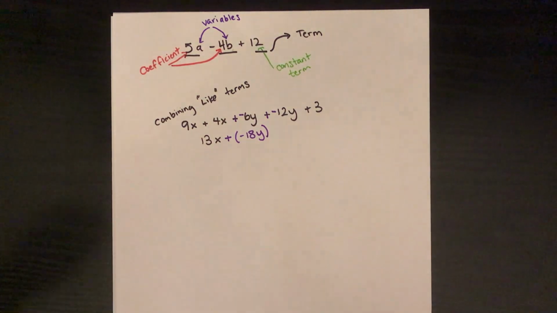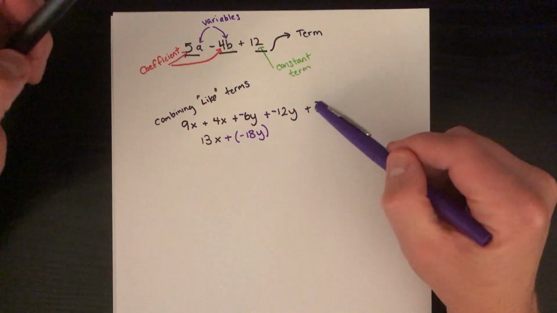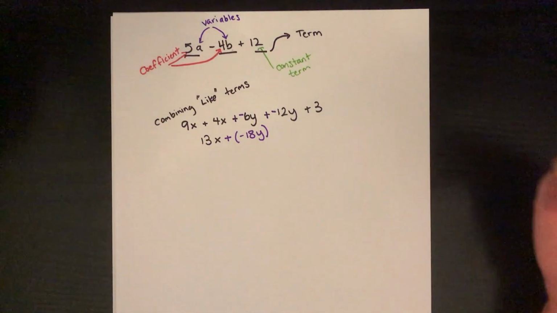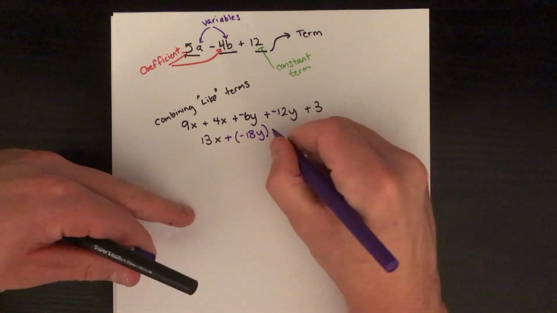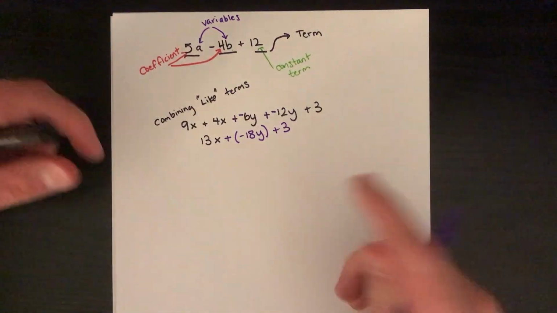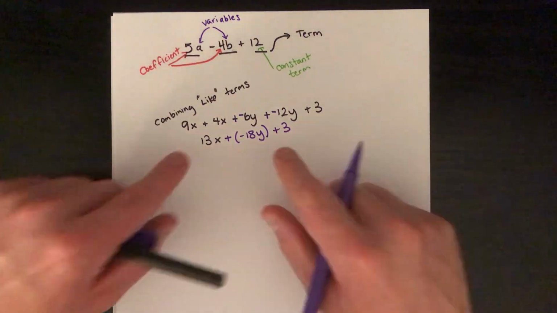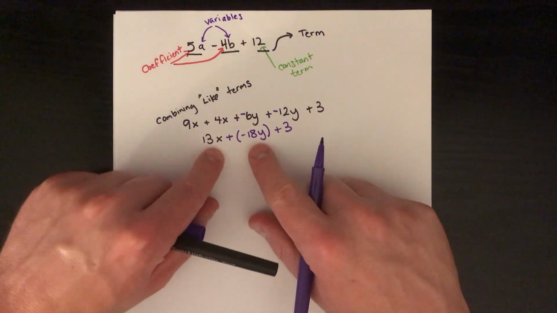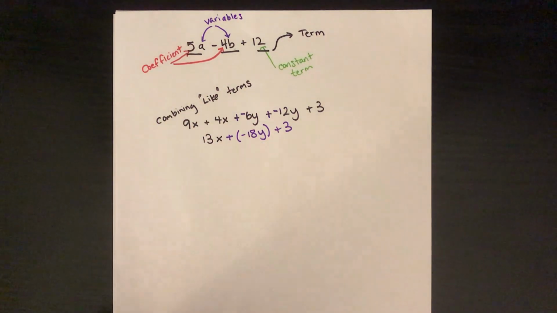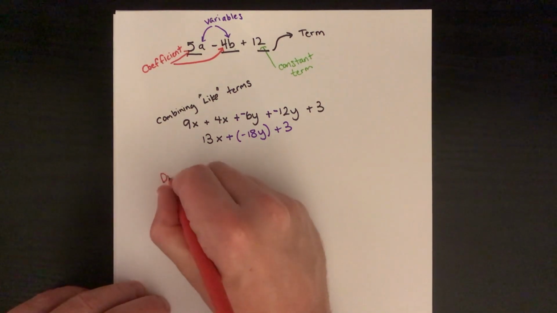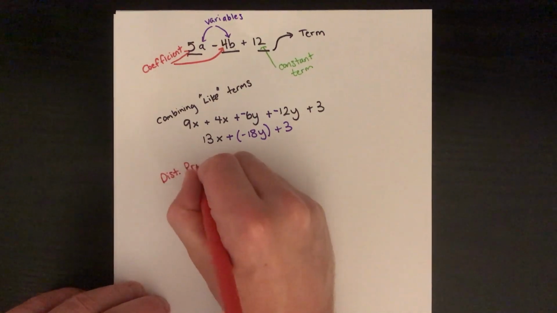And there's no other terms that don't have a variable, so it has no like terms to combine with, so I'm just going to write plus 3. And then we're sure to not combine the 13x and the -18y because they're not like terms. You can't combine x terms and y terms using addition or subtraction. You can multiply them, we're not doing that yet. All right, and then another way that we can move from one form of an expression to another is using the distributive property.